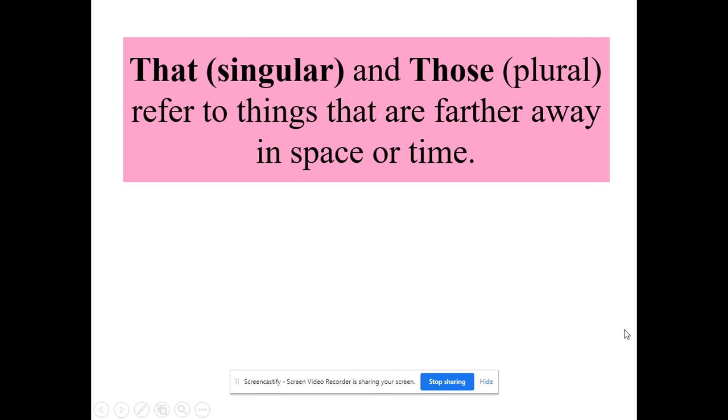Then we have the other two, which are that and those. Again, it's talking about specific items that are farther away from you, whether it be farther away in space, like a couple of feet away from you, or in time, like it could be maybe days or weeks or months later. You use the word that anytime you're dealing with something that's singular, one item, and the word those is referring to plural, which would be two or more items.